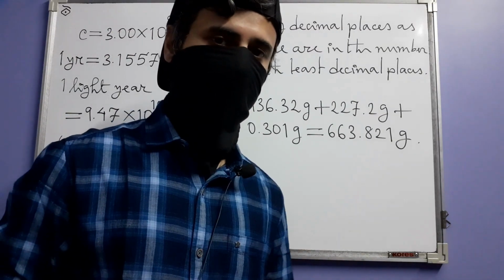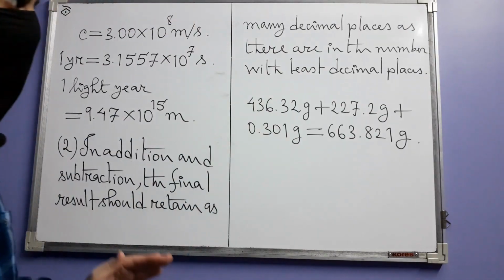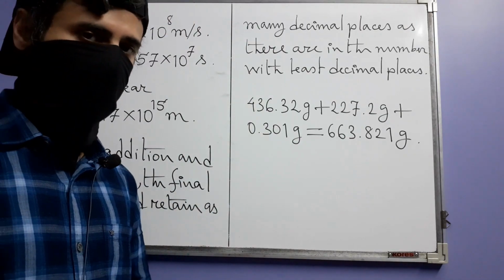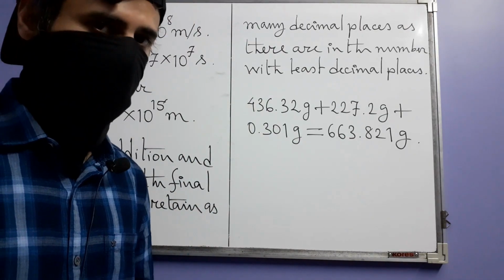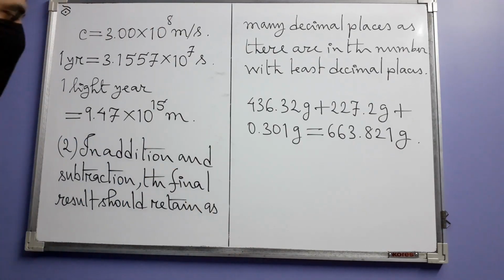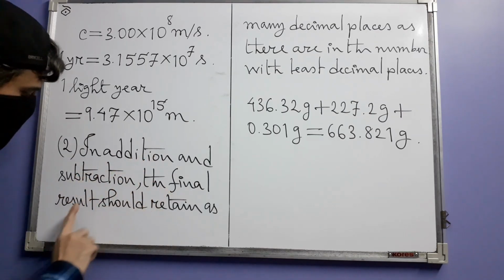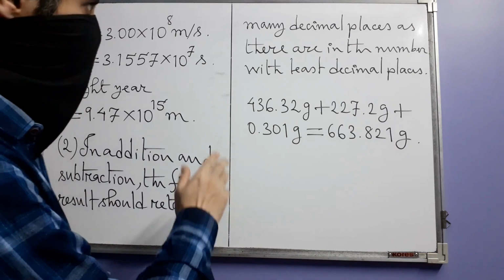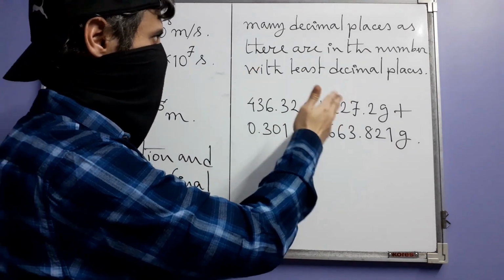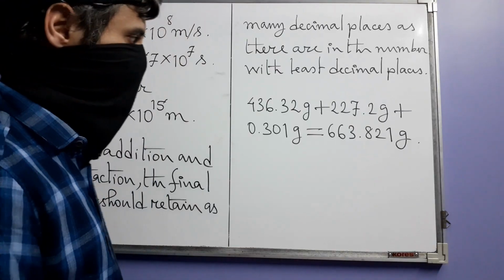For addition and subtraction, the rule is slightly different. Here we are not looking at significant figures but decimal places, how many decimal places the numbers have. And the rule here is this. It reads: in addition and subtraction, the final result should keep as many decimal places as there are in the number with the least decimal places.